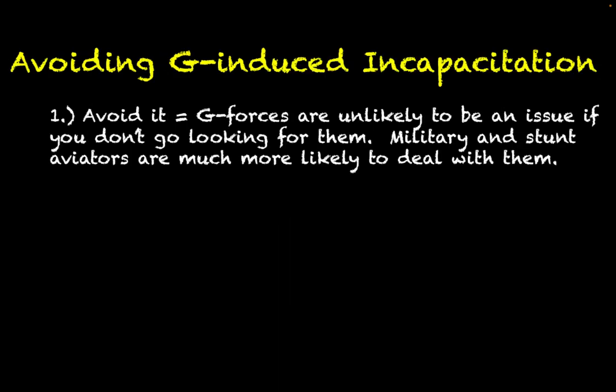So with all that in mind, how can you avoid G-induced incapacitation or G-lock? Number one, avoid pulling G's altogether. Do whatever you can to mitigate gravitational forces. These gravitational forces are unlikely to present themselves as an issue to you as long as you don't go looking for them. Military and stunt aviators are much more likely to deal with them. As long as you are maintaining level flight and not banking too hard, you really shouldn't have to deal with G-forces too terribly much.